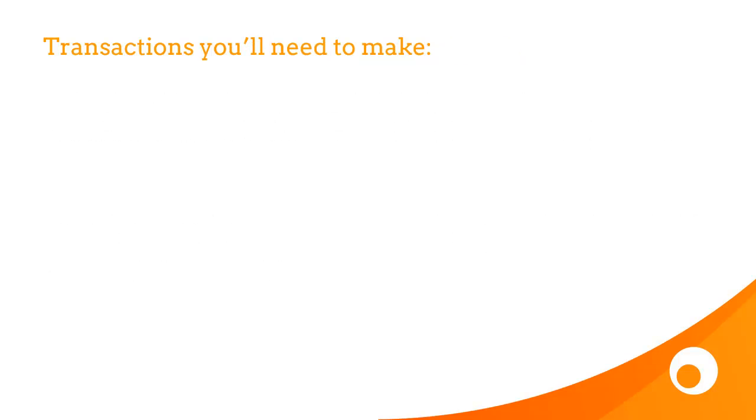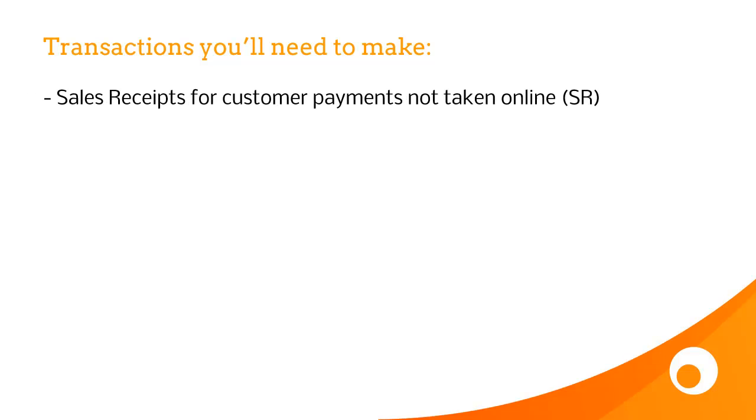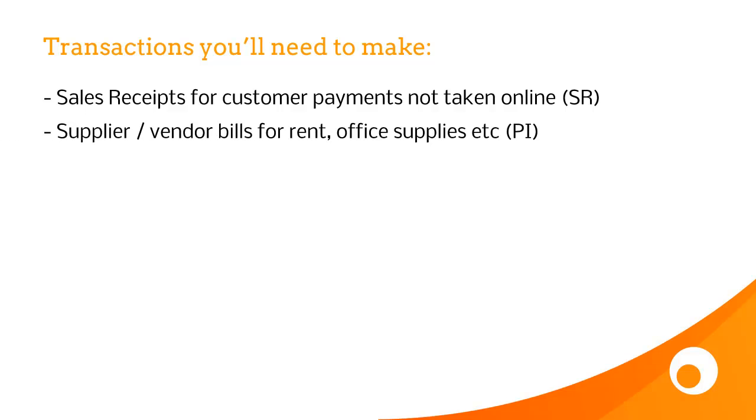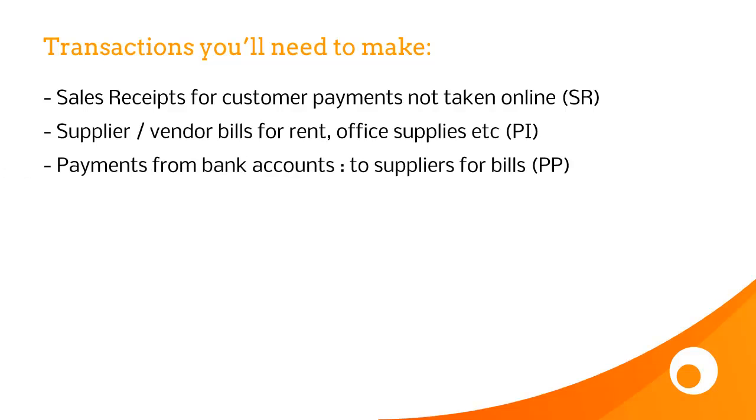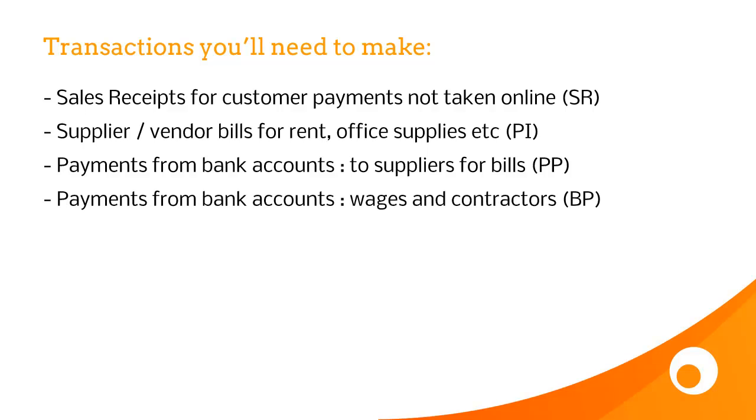Not everything is automatic though. The following bookkeeping processes will need to be done manually. You need to enter sales receipts for customer payments that are not taken online, an SR. You need to enter supplier or vendor bills for rent and office supplies and so on, which is a purchase invoice. You need to record payments made from bank accounts to suppliers for bills, which would be a purchase payment or a PP. You need to record payments from bank accounts, such as wages and contractors, and those don't have a purchase invoice, so this is a bank payment.